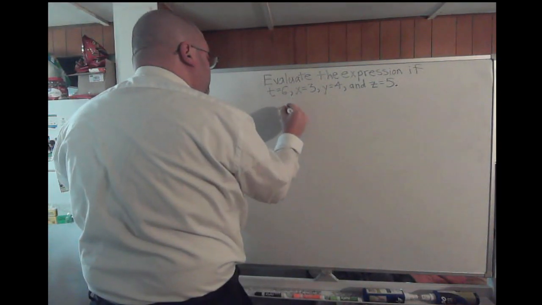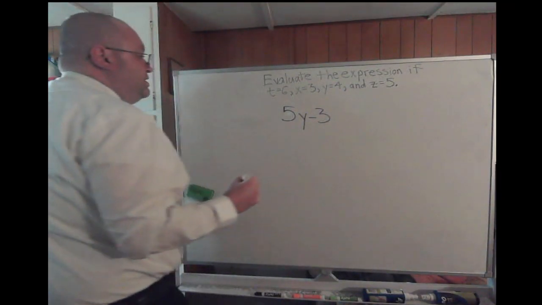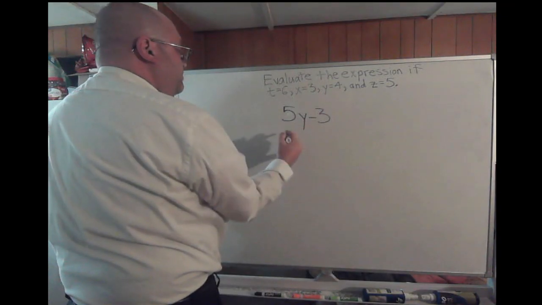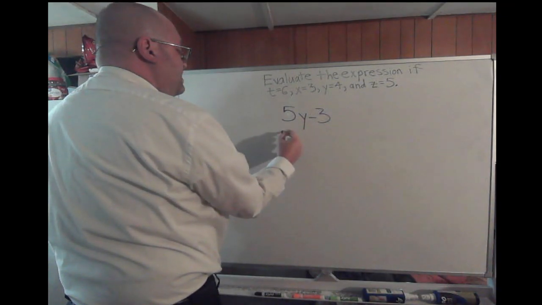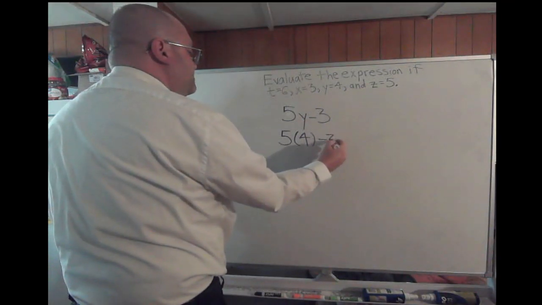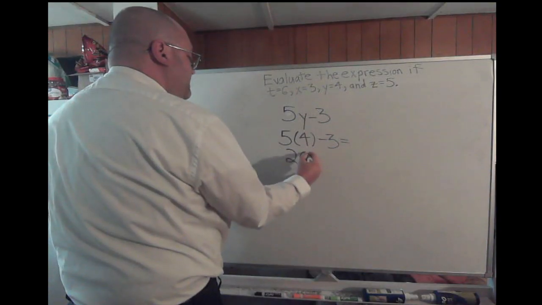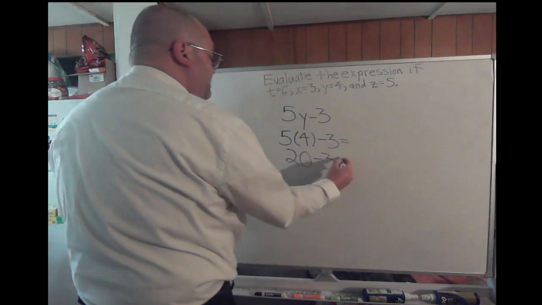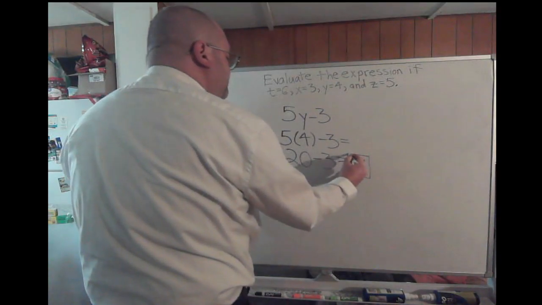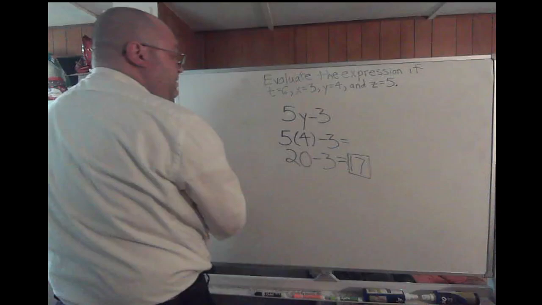Alright, what about 5y minus 3. So I have 5y minus 3. Well, they tell you here y equals 4, so I'll stick in 4 for where I see y. So I'll get 5 times 4 minus 3. Well, 5 times 4, that gives me 20. Then minus 3, so that would give me 17. So 5y minus 3, based on the evaluation criteria, would be 17.